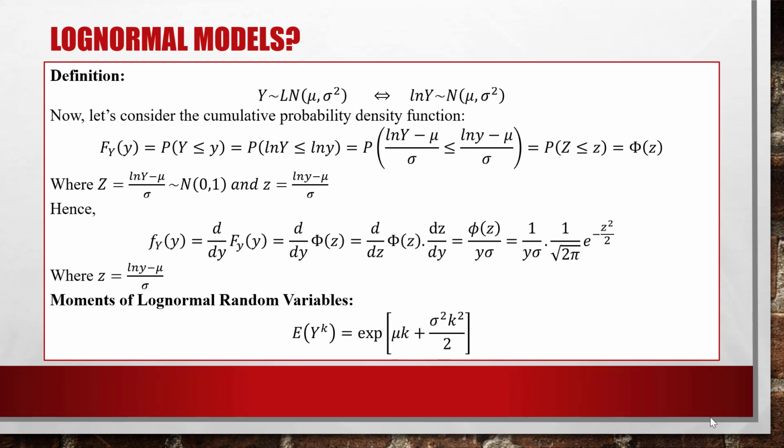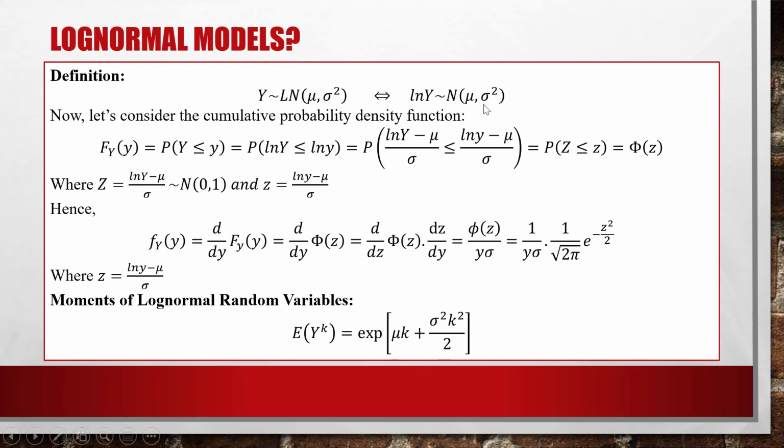Let's say a random variable y follows lognormal distribution with mean mu and variance sigma square. This is equivalent to natural log of y being a random variable that follows the normal distribution with mean mu and standard deviation sigma. So this is just a definition. We say y follows lognormal distribution with mean mu and standard deviation sigma if the random variable natural log of y follows normal distribution with mean mu and standard deviation sigma.